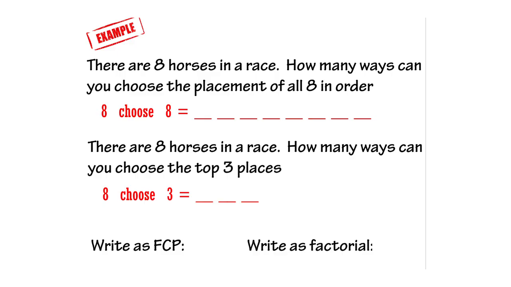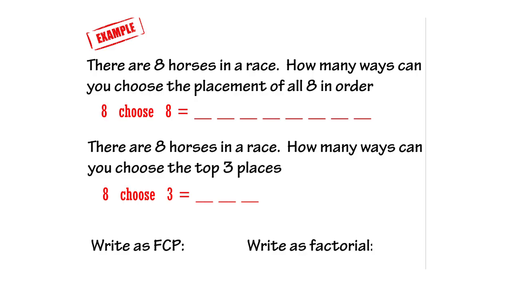Let's try one where there's not quite as many digits, although there's still 8. So let's say you're watching this horse race. There's 8 horses in a race. How many ways can you choose the placement of all 8 of them in order? Okay, this is a classic gambling kind of question, which is where probability comes into play a lot. The odds, or the probability of something happening, dictate what the payout on some sort of a bet might be. So for me to pick all 8 of these horses in the right order, how many different ways could that play out?